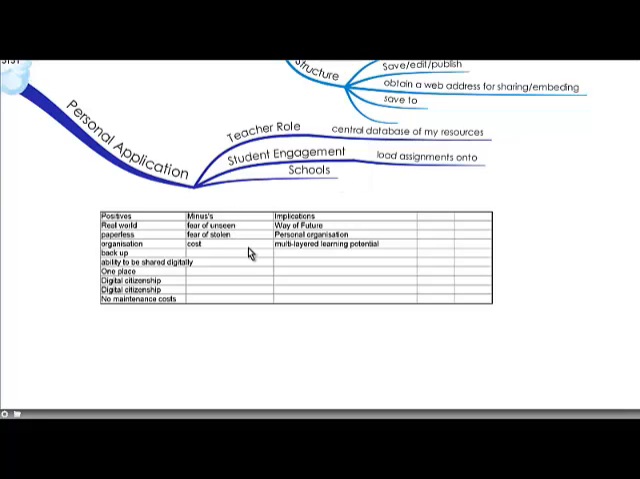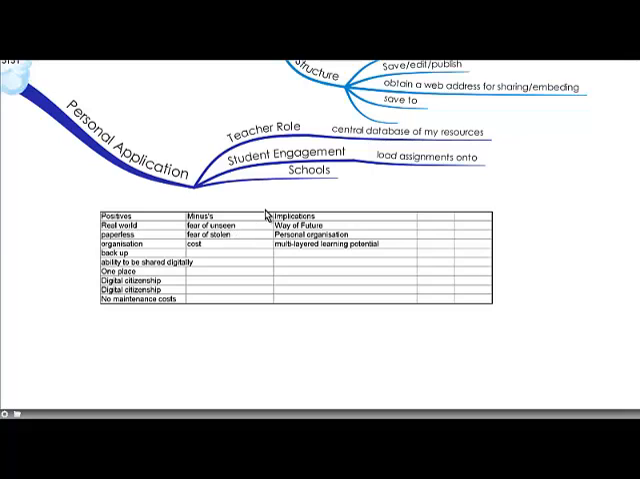So what are the positives? It's real world, paperless, great organization, great backup facility, ability to be shared digitally. Everything's in one place. It's all about digital citizenship and no maintenance costs. Awesome. You don't have to worry about viruses, maintenance, all that sort of stuff. It's their responsibility.